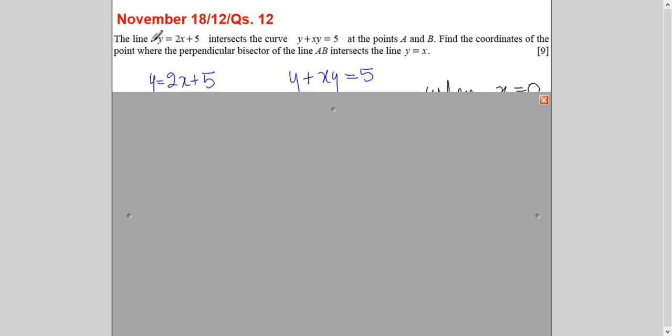So if the question is saying the line intersects the curve at the points A and B, now this is very easy because it is just like a simultaneous equation. That line is intersecting the curve at the points A and B. Find the coordinates of the point where the perpendicular bisector of the line AB intersects the line y equals x. Now here students usually get confused. So forget it for the time being because it is all related to the points A and B. So let's do the first part first.